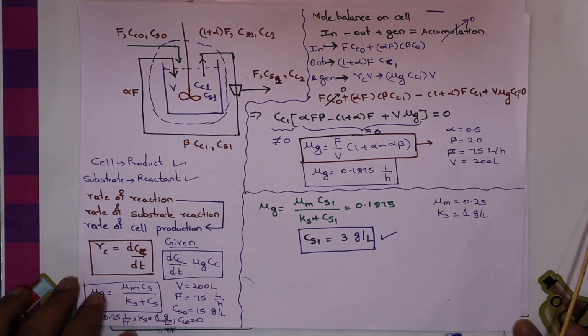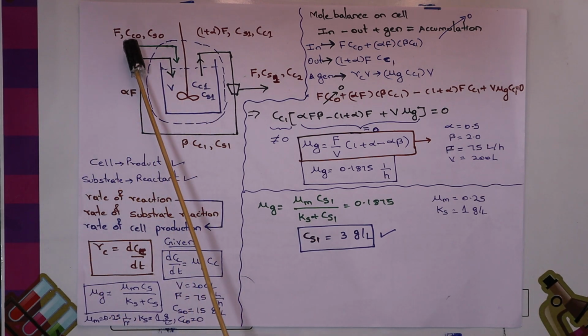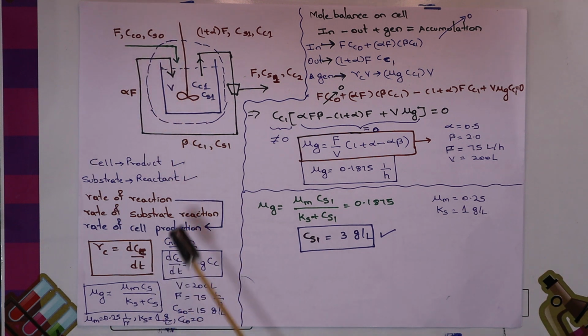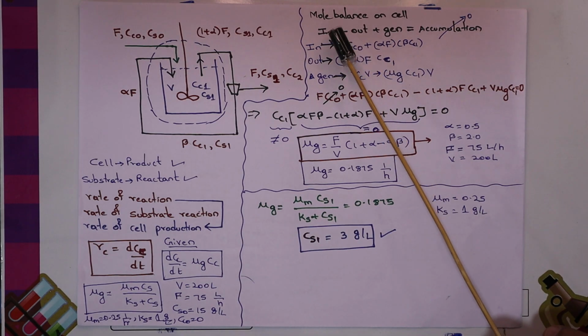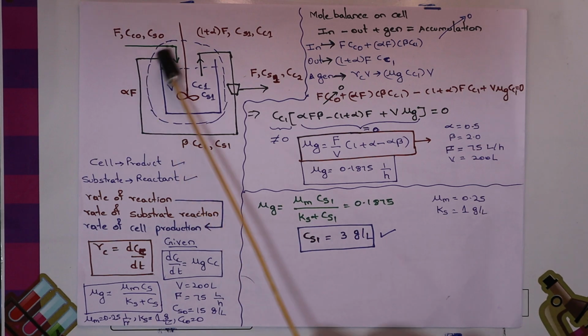Okay, let us do it. Mu g is nothing but mu m into Cs by Ks plus Cs. Volume is given, flow rate is given, initial concentration of the glucose is given, mu m is given, Ks is given. Initial sterile feed means the concentration of cells in this inlet stream is 0. Let us do the mole balance now, on the cells in this dotted circle.